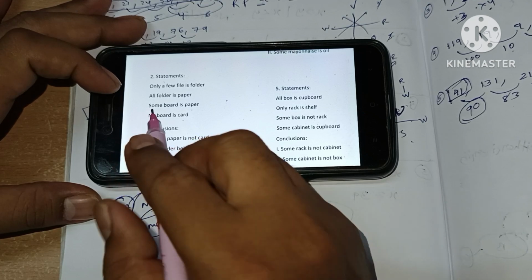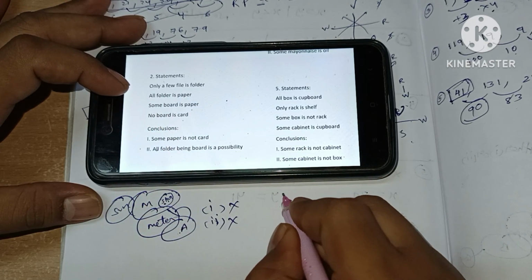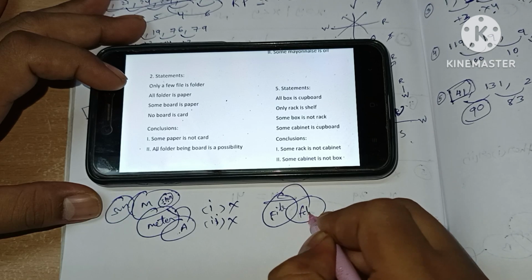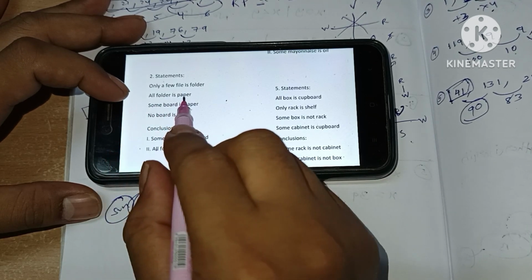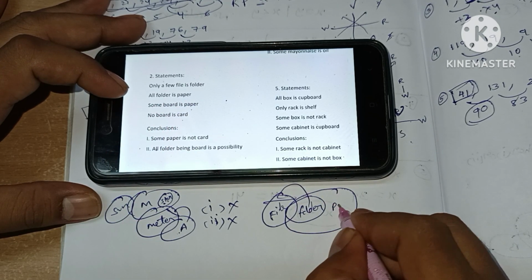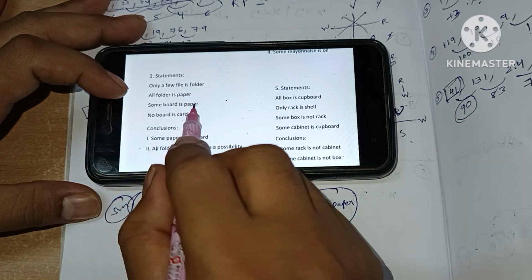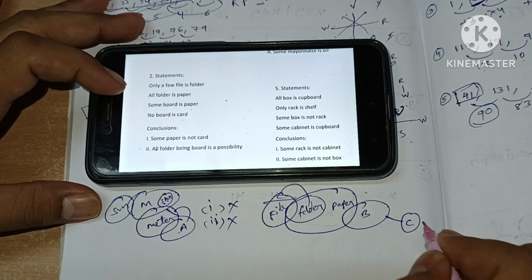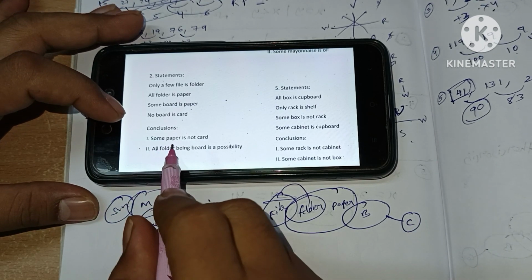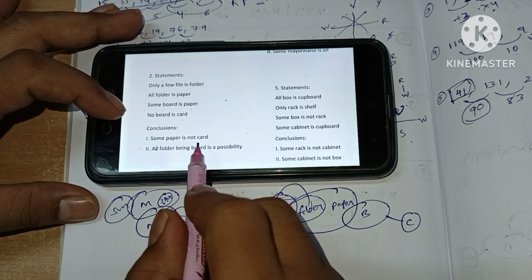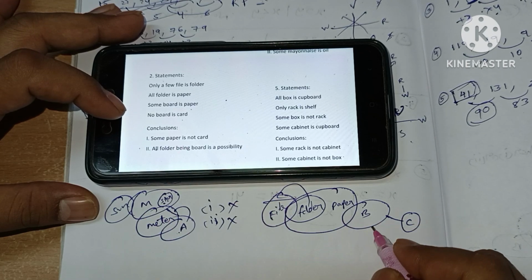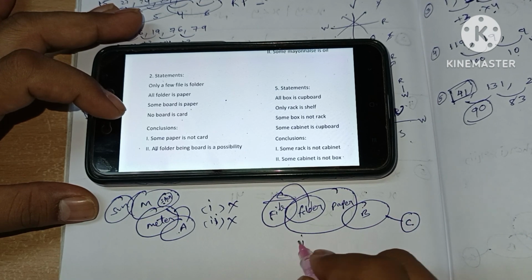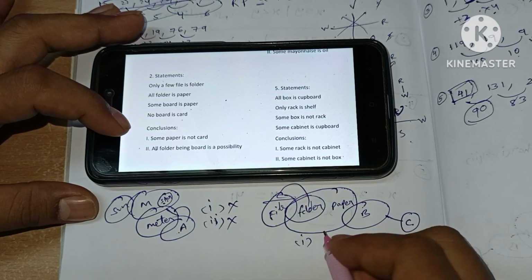Second question. Only a few file is folder. All folder is paper. Some board is paper. No board is card. Let's see conclusions. Some paper is not card. We check all paper can be placed inside card. It is not possible. All case fails means some not case will be true.